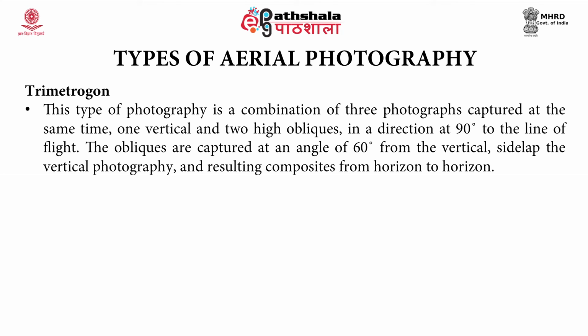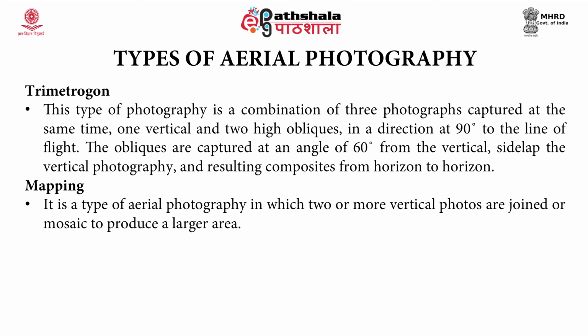The obliques are captured at an angle of 60° from the vertical, side lap the vertical photography, and resulting composites from horizon to horizon. Thus, mapping is the next one, which is a type of aerial photography in which two or more vertical photos are joined or mosaicked to produce a larger area.